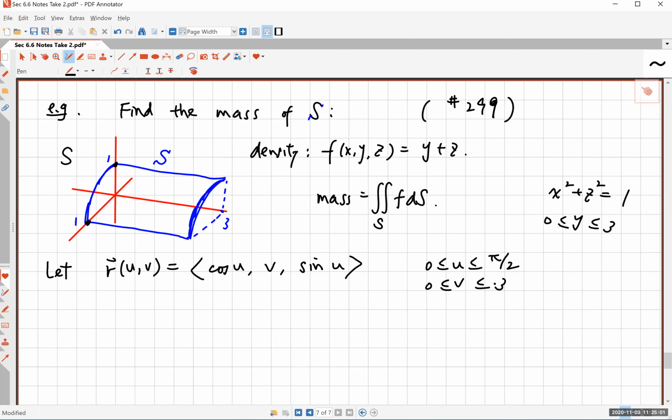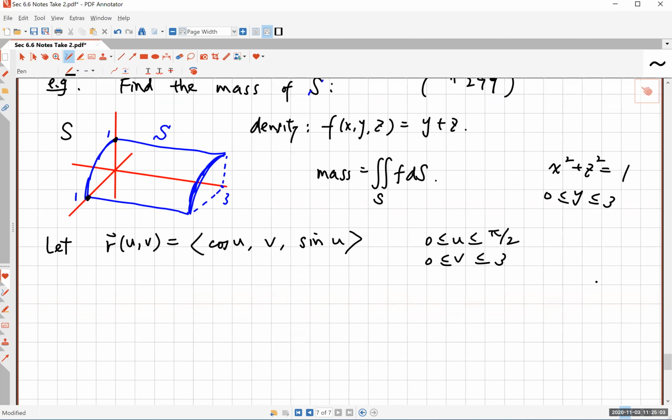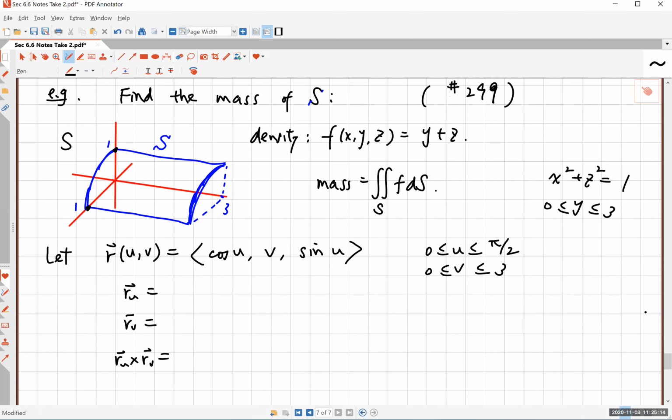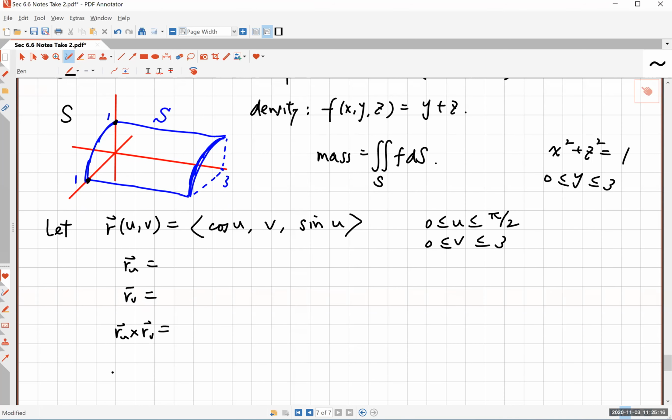And so now what do you have to do? Well, as always, you have to find r_u, r_v, r_u cross r_v, and its magnitude. And then you have to find what the f is. So f is y plus z, so you may as well write this as v plus sine of u, because this is y and this is my z.